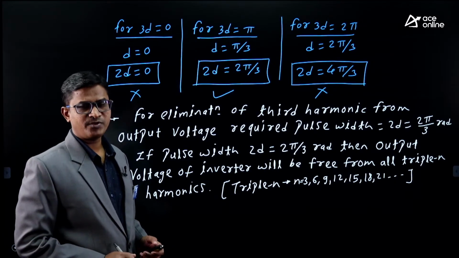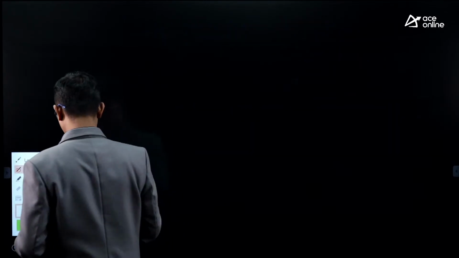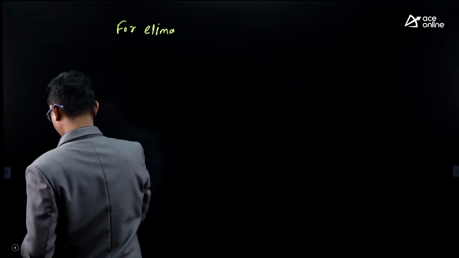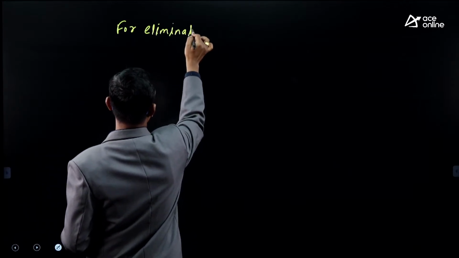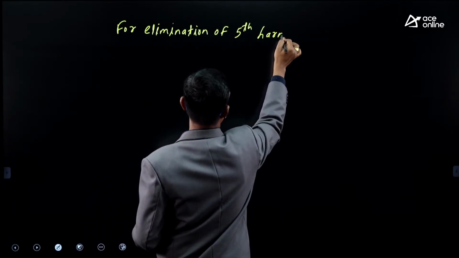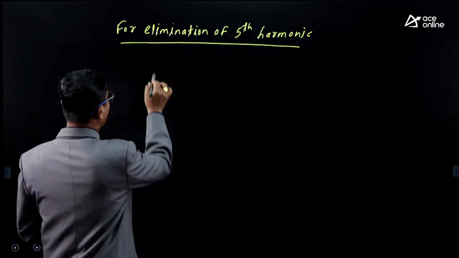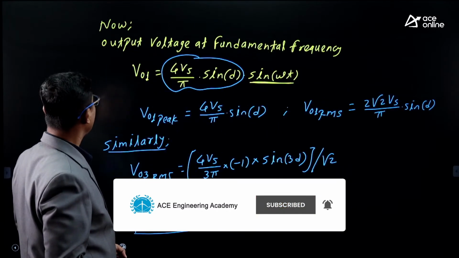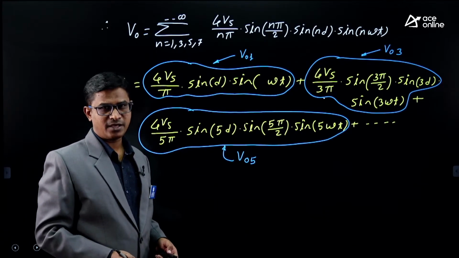Let us have some discussion on if we want to remove the fifth harmonic from the output voltage, what is the required pulse width? Yes, for elimination of fifth harmonic from output voltage, V05 should be 0. V05 should be equal to 0. If V05 is 0, we have the fifth harmonic 4 Vs by 5 pi sine of 5D sine of 5 pi by 2 into sine of 5 omega t, and that should be equal to 0.